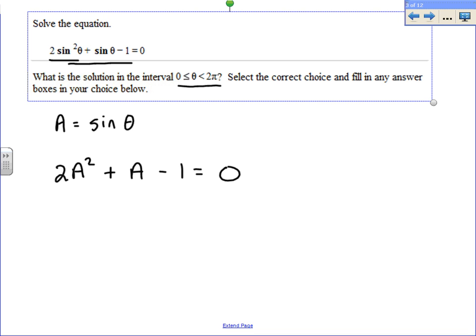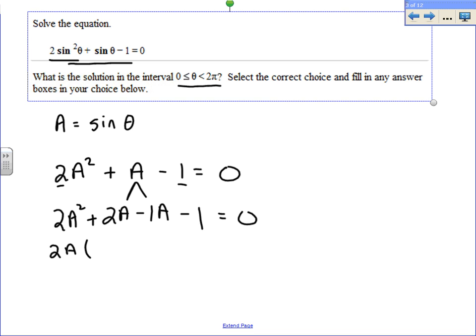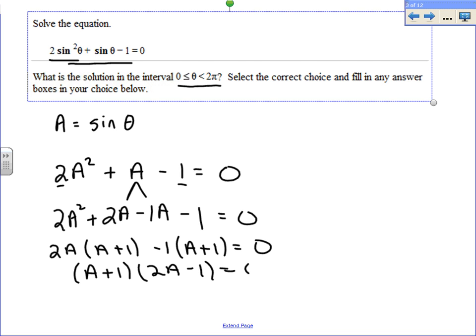So notice I can factor this. Got a leading coefficient. 2 times 1 is 2. Factors of 2 that subtract to give me 1 would be 2 and 1. Different signs here, it would be plus 2 and minus 1. And so now we can factor out 2a here. So that would leave me with a plus 1. And then a negative 1 here, that would leave me with a plus 1. And so now finally I'll get a plus 1 times 2a minus 1 equals 0.